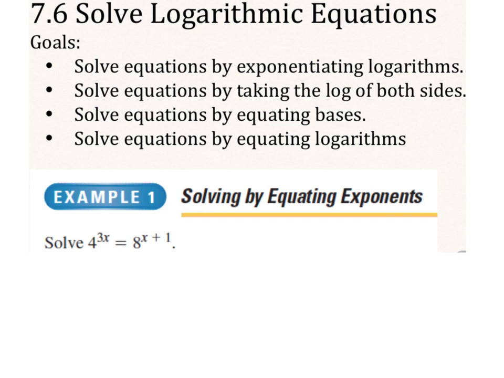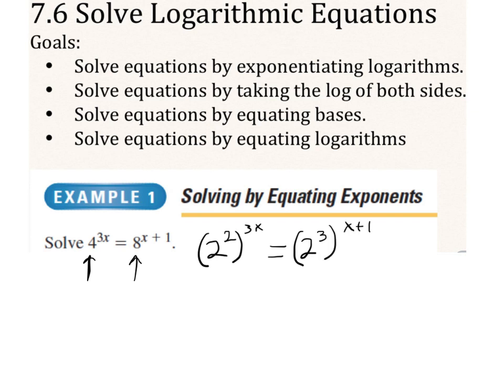So when I'm looking at this, I'm saying, well, how could 4 and 8 relate to each other in terms of a base? Or better yet, what base could be turned into both 4 and 8? Well, in my mind, I see 2 as being a possibility. So I can rewrite each of these to be 2 squared to the 3x equal to 2 cubed to the x plus 1.